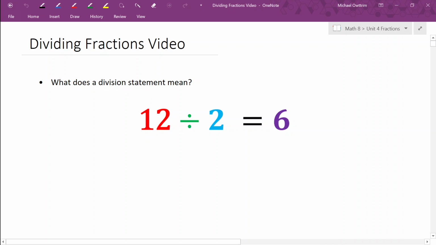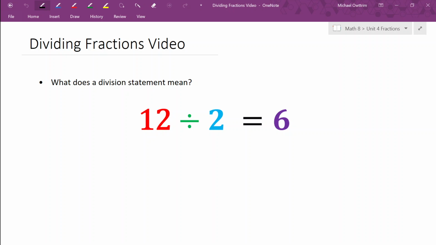Hello class, today we're going to be taking a look at a little bit tricky topic of dividing fractions and how we can represent that in our written work as well as our models. So because this is a tricky topic, let's make sure that we start with what we already know, which is how to do basic division.